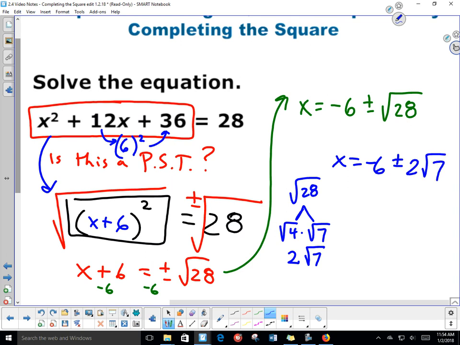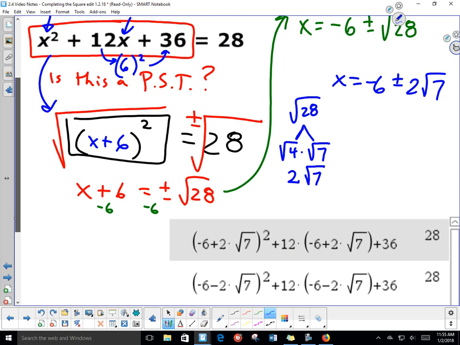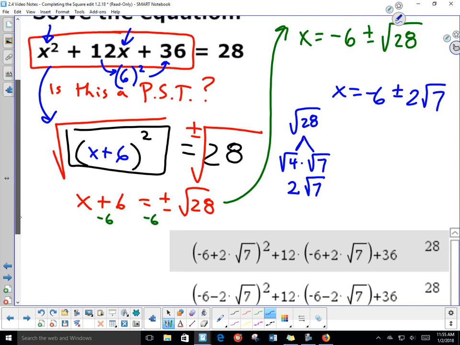So it means you really have two solutions, negative 6 plus 2 radical 7 and negative 6 minus 2 radical 7. And if you type those numbers in for x here and here, one at a time, then you will see that you do end up getting a true statement, because you will get 28.